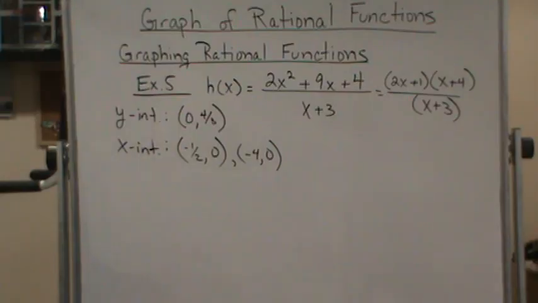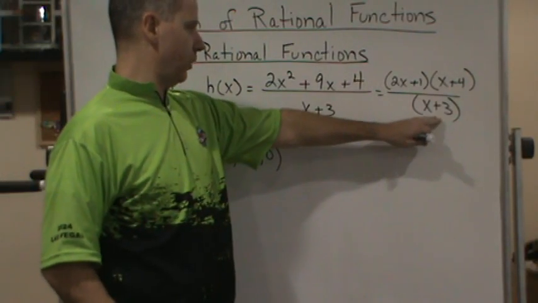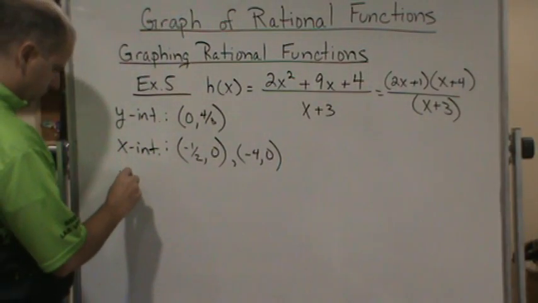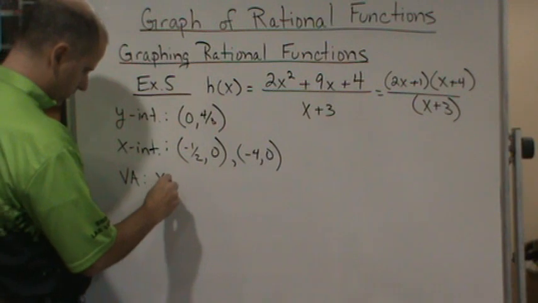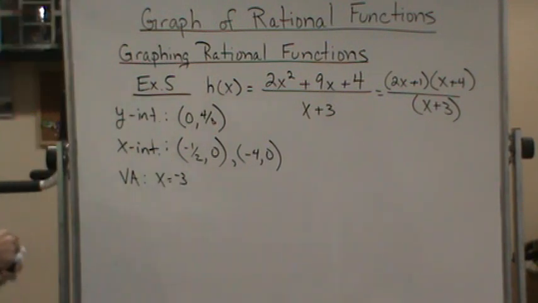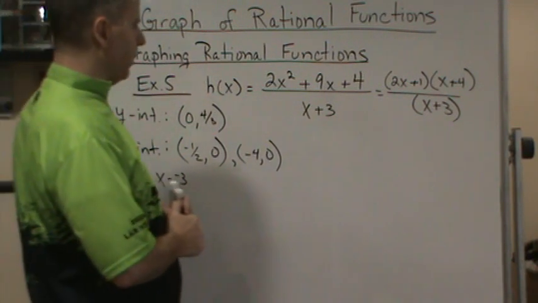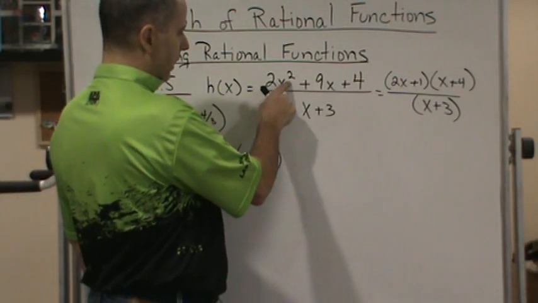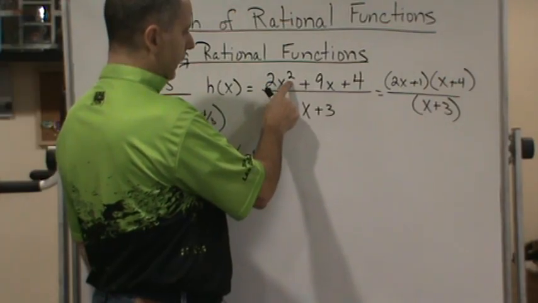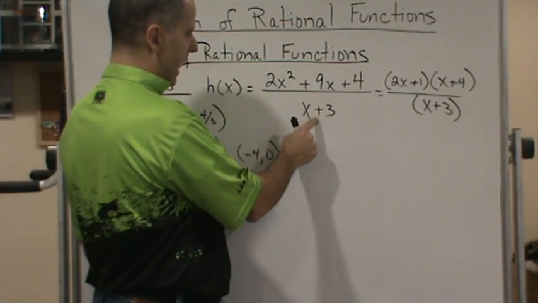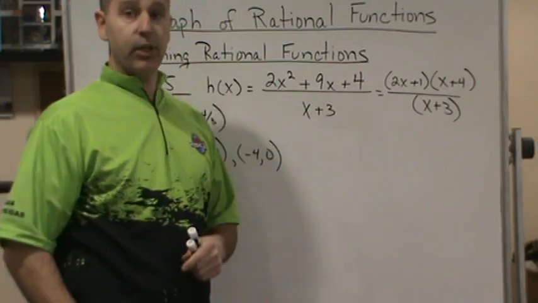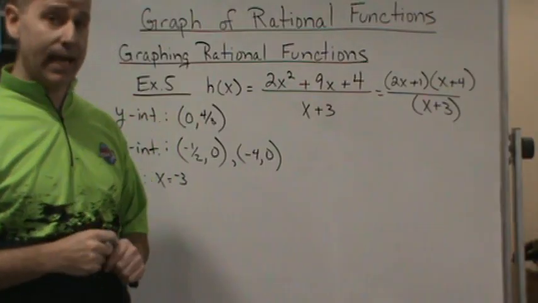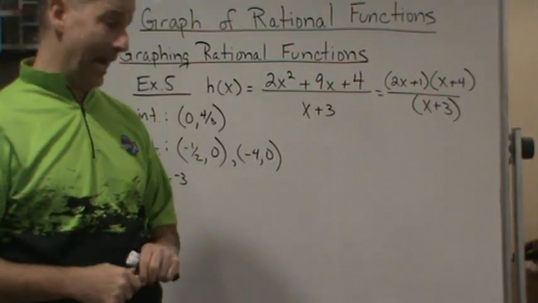Okay. Now vertical asymptotes, we can see that there's going to be a vertical asymptote at x equals negative 3. Horizontal asymptote, we can look over here, back to here, we could see that the degree of the numerator is exactly 1 more than the degree of the denominator, which means we do not have a horizontal asymptote, but we do have an oblique asymptote.